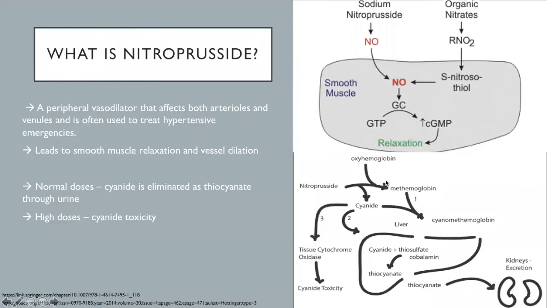So why is nitroprusside used in hypertensive emergencies?